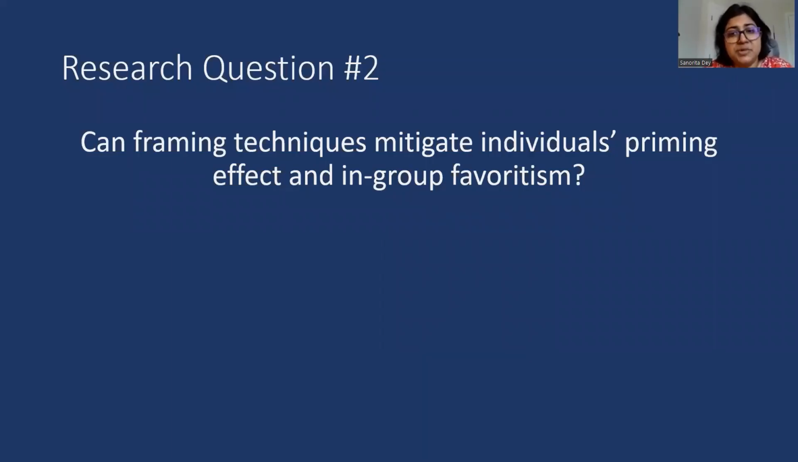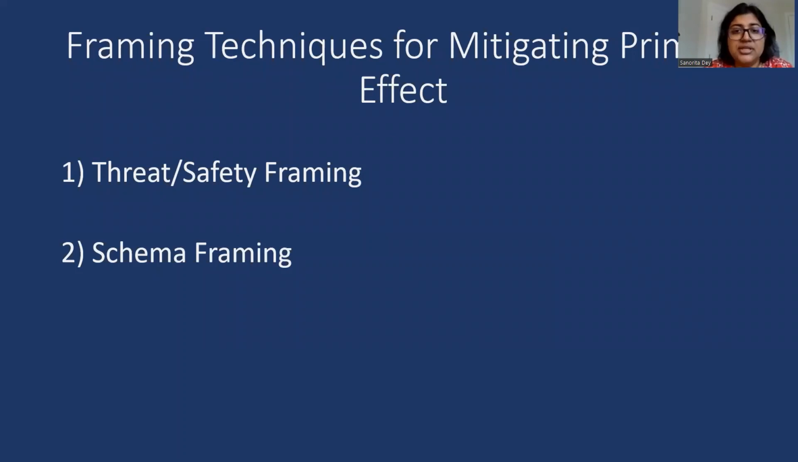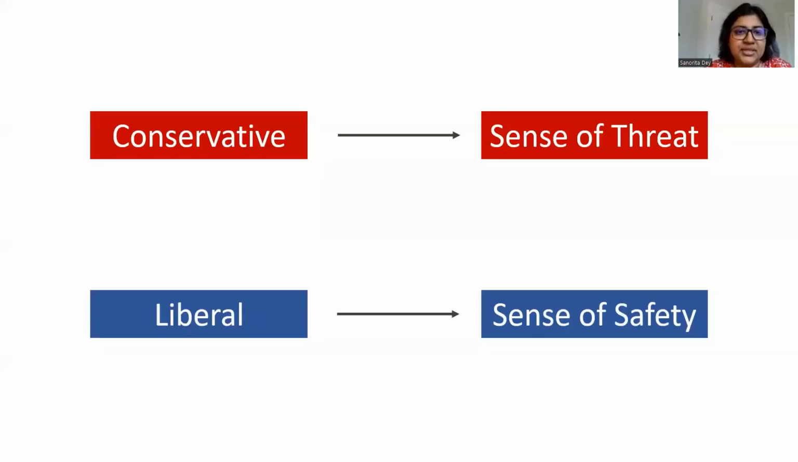Once we observe this priming effect, next we ask the obvious follow-up question. Is there a way to mitigate this priming effect? It turned out there are at least 2 types of framing techniques to do that. The first one is the threat versus safety framing technique, and the second one is the schema framing technique. For the sake of time, today we'll only talk about the first one. In the paper, we talked about both of them with examples.